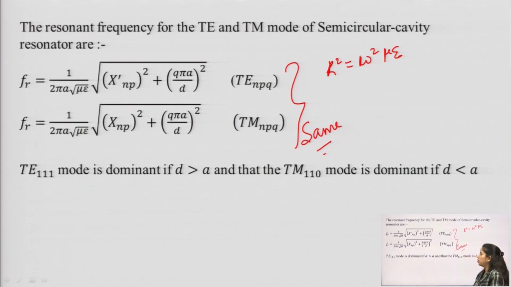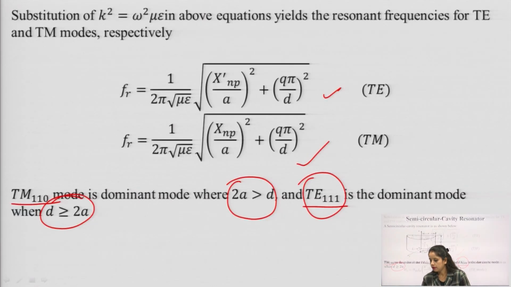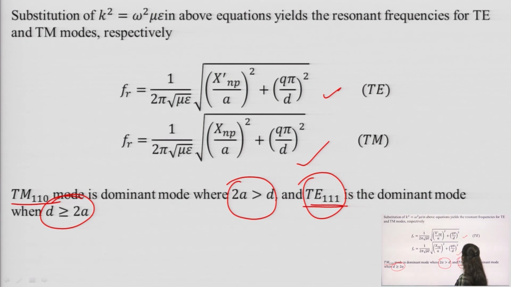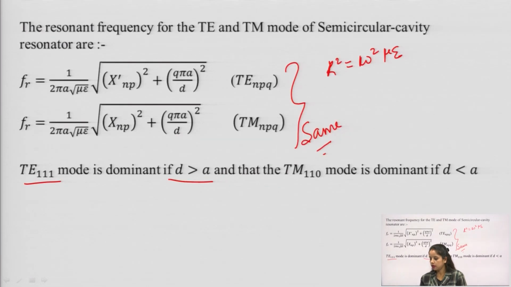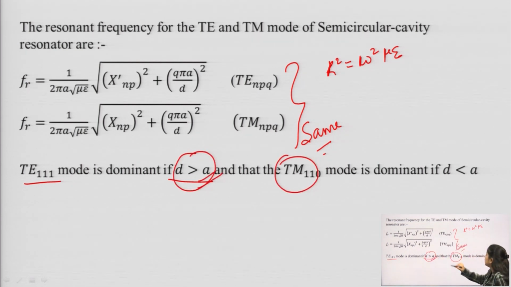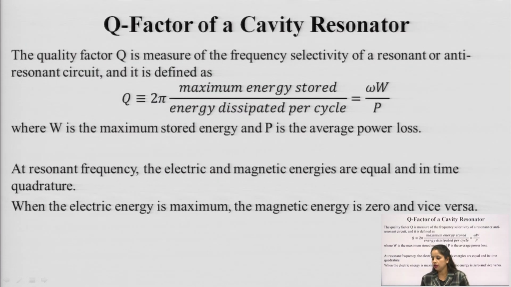Now, the dominant mode. If you are able to see the dominant mode, what is it saying here? The T11 for D greater than A. So, simply T11 for D greater than or equal to 2A. So, the only difference in the expression is the 2. Similarly, TM110 if D is less than A, and in the case of a circular cavity resonator it is just 2A. So, this is the minute difference between the circular cavity resonator and the semicircular cavity resonator.